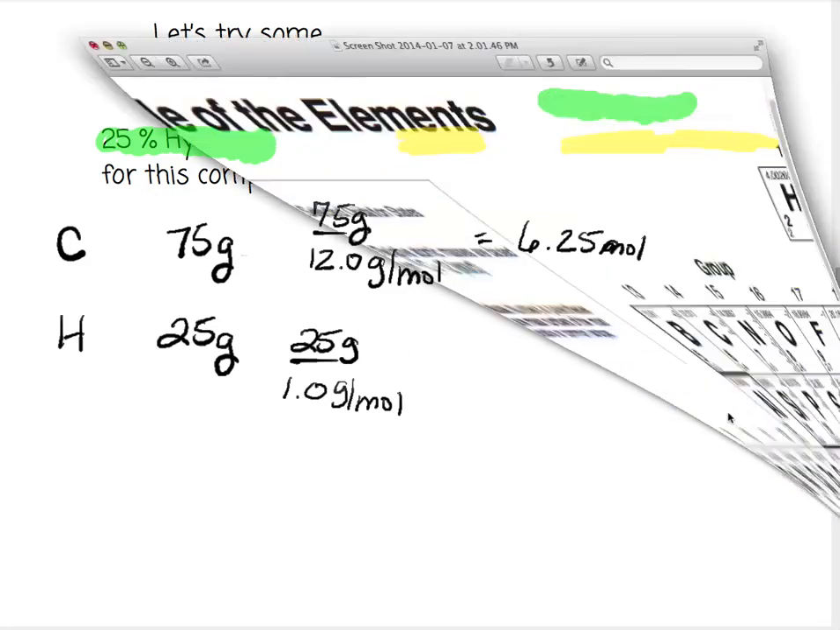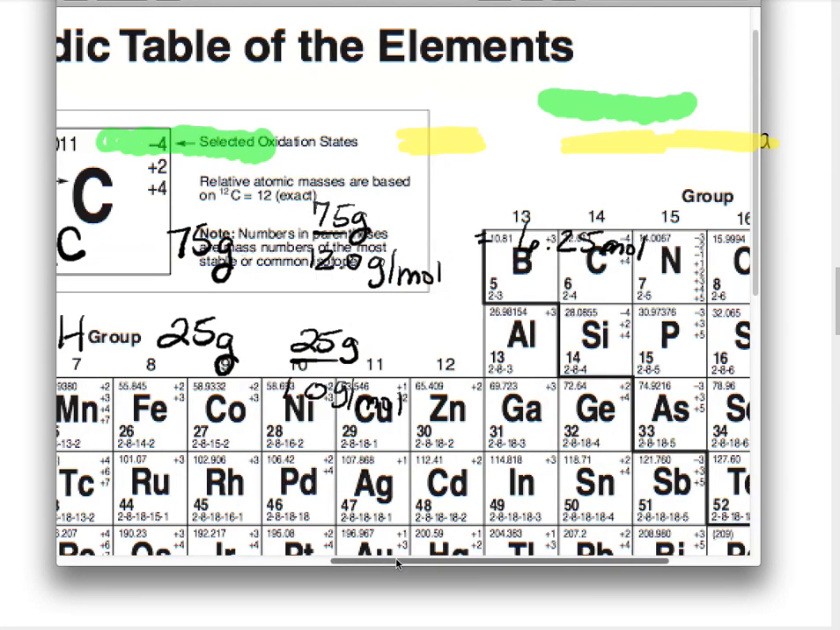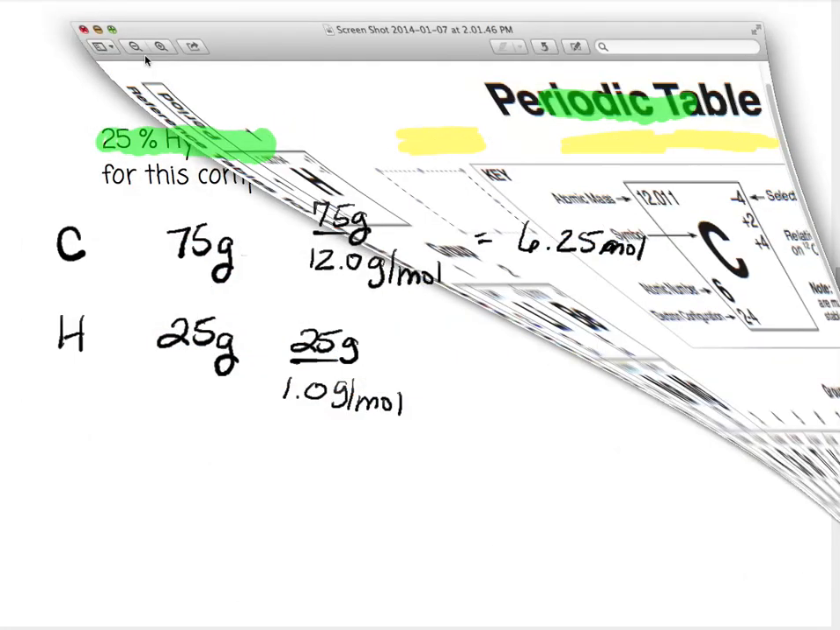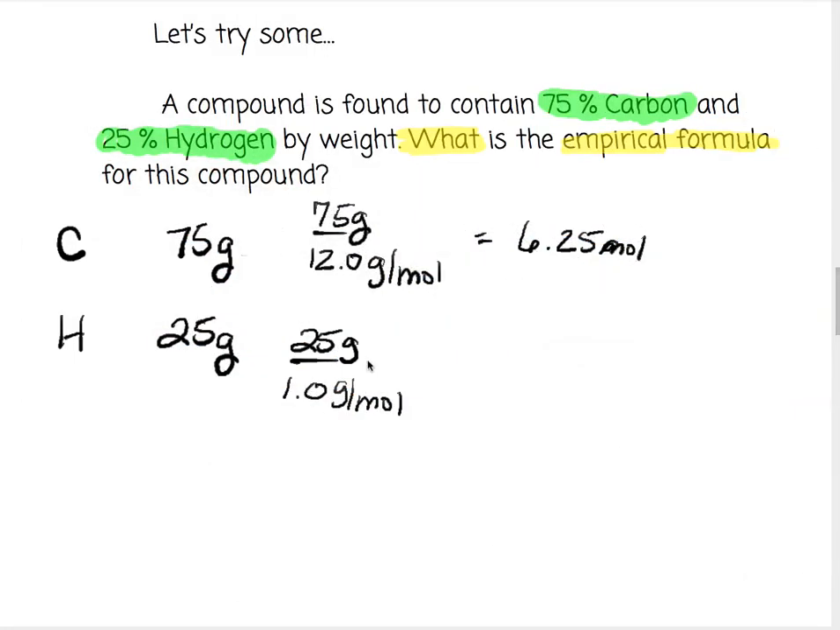If you don't believe me, let's pull it up so you can see. Hydrogen 1.00794. I just rounded it to the nearest tenth, so it's 1.0. Okay, so that's where I got that number from. And then we're going to divide 25 by 1, which is 25 moles. Okay, so that's step 2.